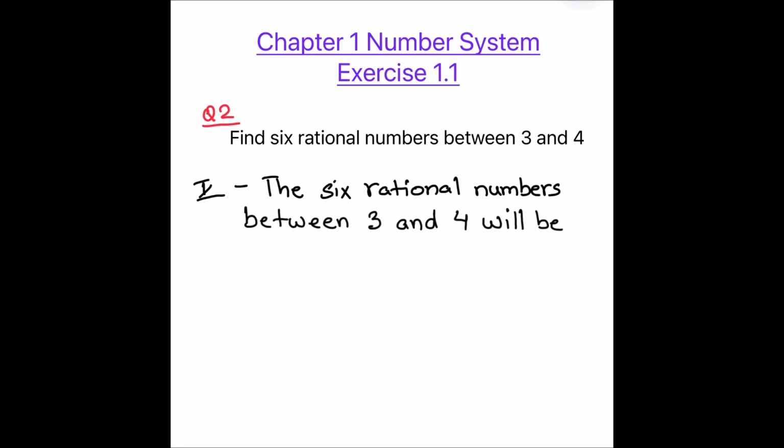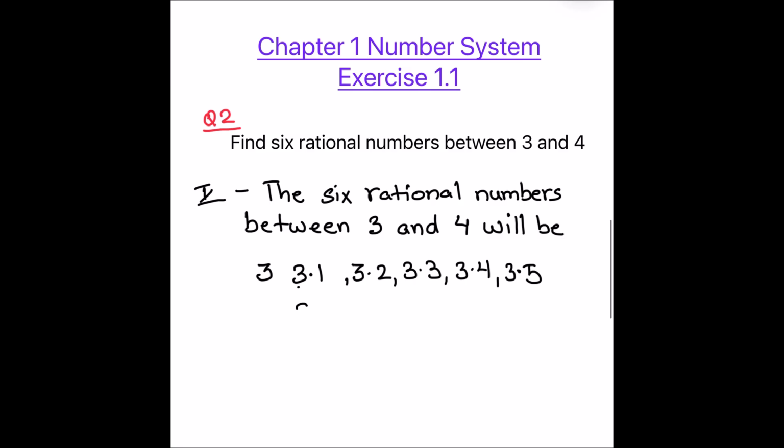We'll take all the numbers between 3 and 4 by using decimal numbers. So 3, the next number can be written as 3.1. Next can be 3.2, 3.3, 3.4, 3.5, and 3.6. So these are all the rational numbers between 3 and 4.